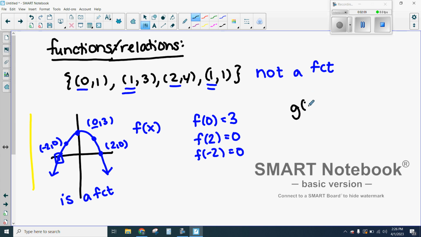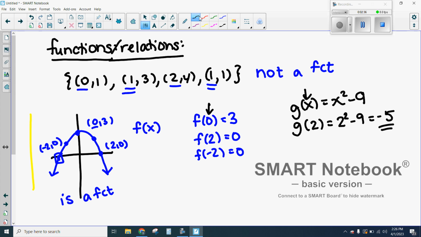If I'm given an expression, g of x equals x squared minus 9. My pen won't write 9. There. If you're asked to find g of 2, then I'm going to replace all of the x's with the number 2, do the arithmetic, and see what comes out. Okay, this is my x value that's going in. My answer is the y value that comes out.